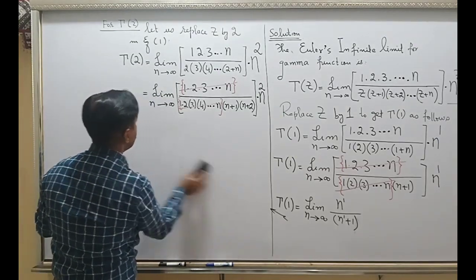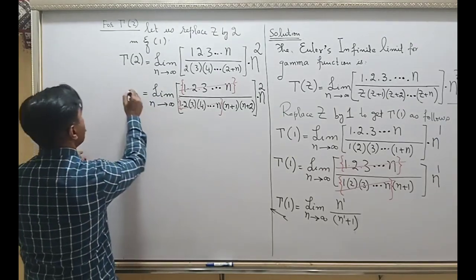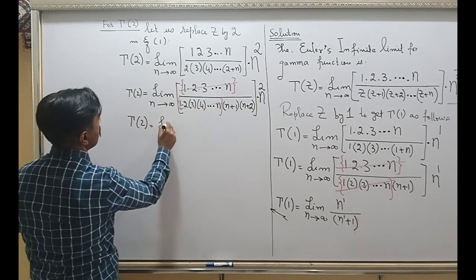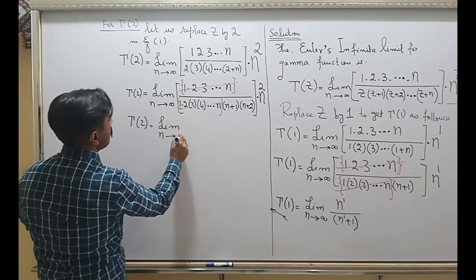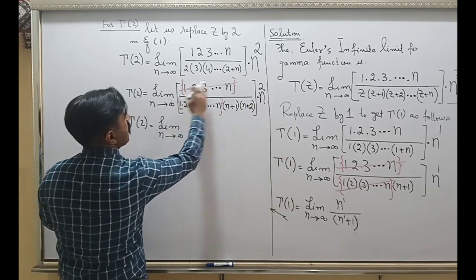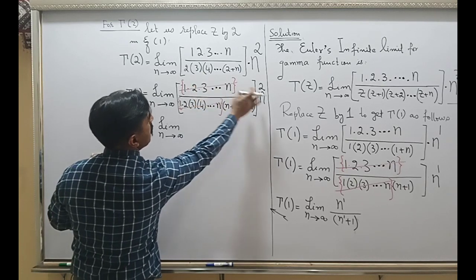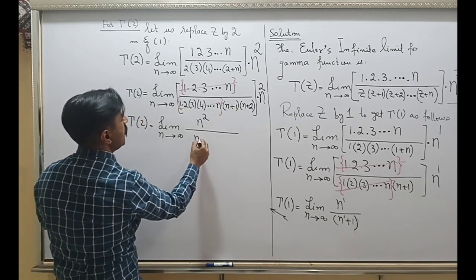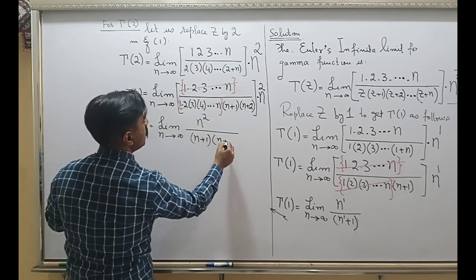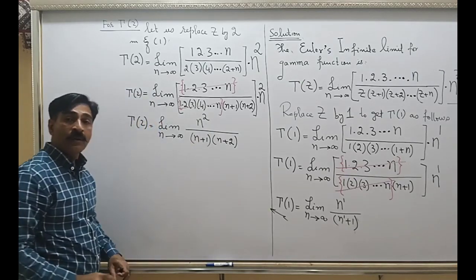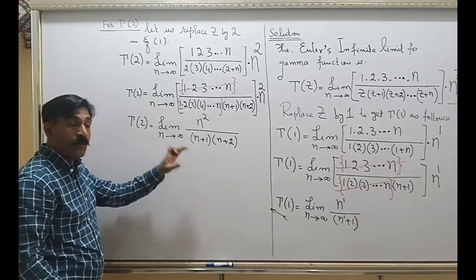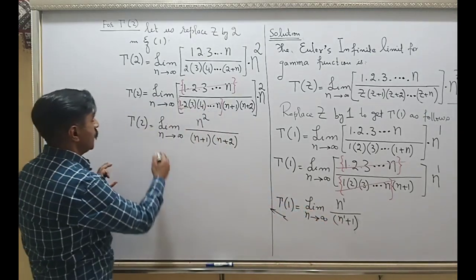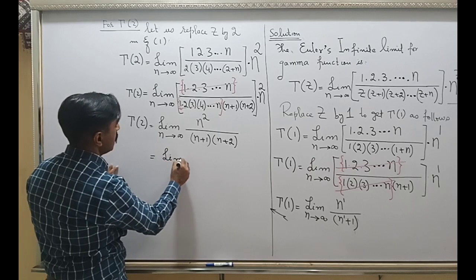And what are you left with? You are left with gamma 2 equal to limit n approaches infinity. In the upside, this is cancelled, means here is now 1. 1 multiplied by n square will make n square, and the denominator will give you n plus 1 into n plus 2. Now you should evaluate this limit. And the rule for evaluation of this limit, I have told you here. Use that rule.